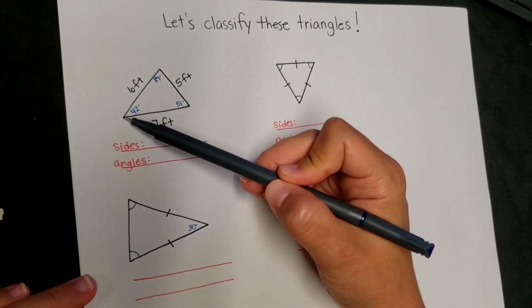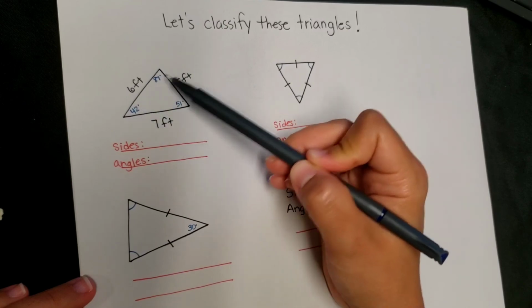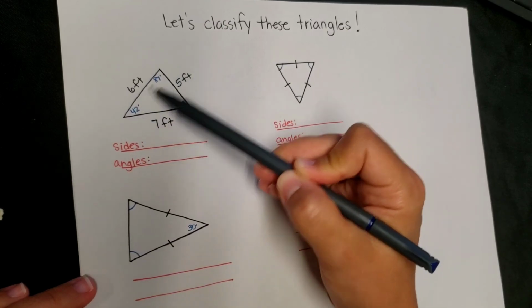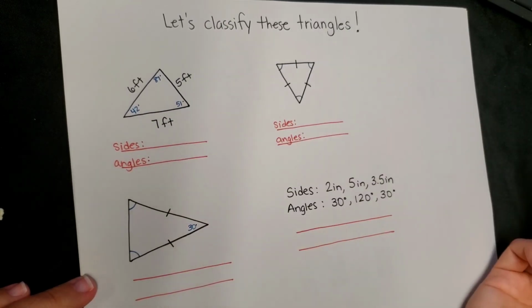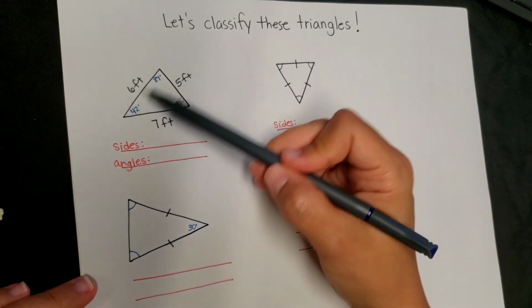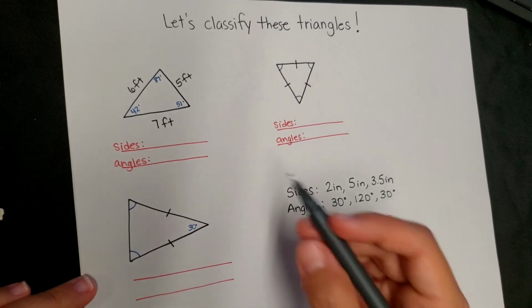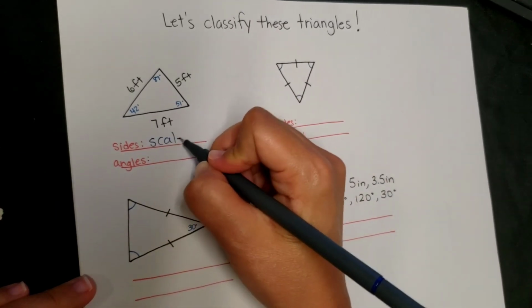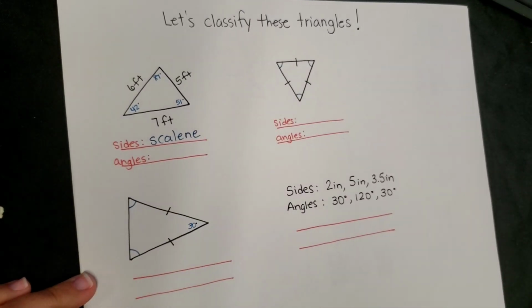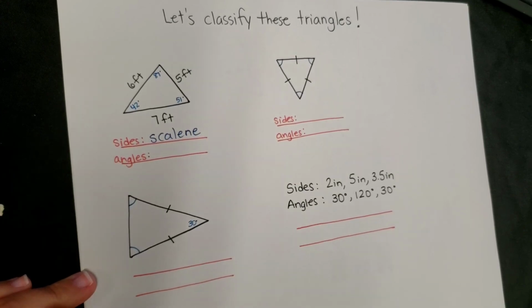So I'm looking that one side measures 6 feet, 5 feet, and 7 feet. Are any of these sides congruent? No. Because they're not congruent, this triangle here is going to be scalene. All right. And then I'm going to go ahead and look at the angles.